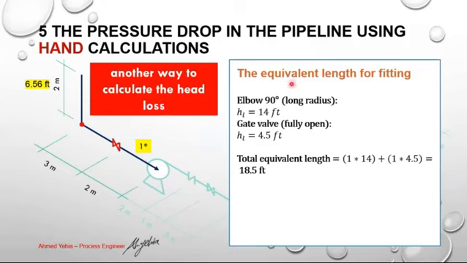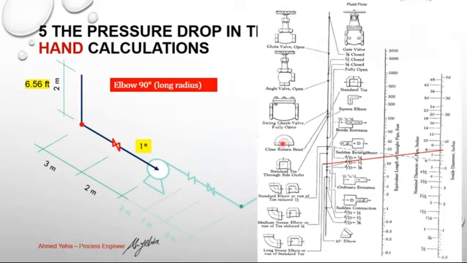Let's see this other way, using the equivalent length. We assume that the fittings, here the elbow and the gate valve, have a length, so we can treat them as we treat the piping. So we have this graph. If we enter here with the diameter of the piping, the diameter of the suction pipe is 8 inch.